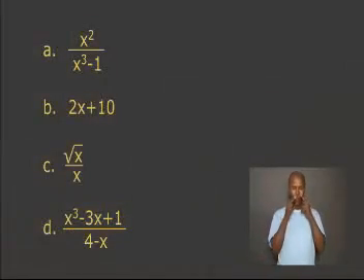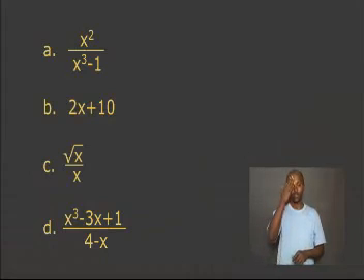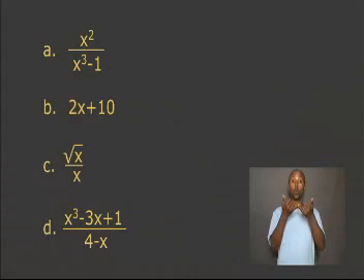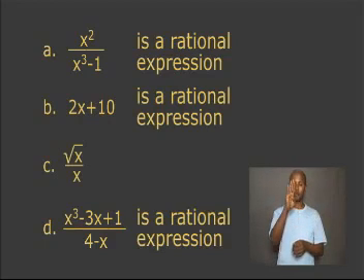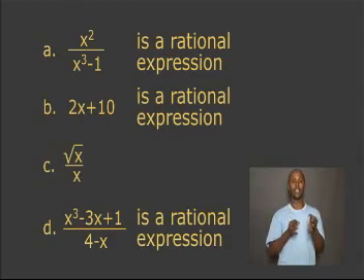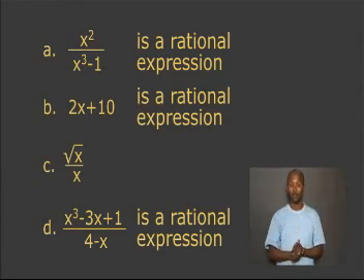Hello again, students. Looking at these four functions, we must identify which ones are the quotients of two polynomials. Expressions a, b, and d are rational expressions, but expression c is not. This is because the square root of x is not a polynomial.